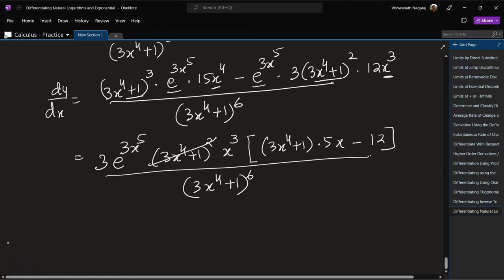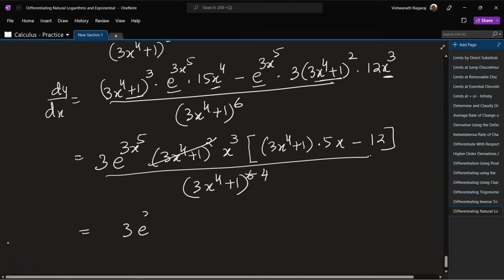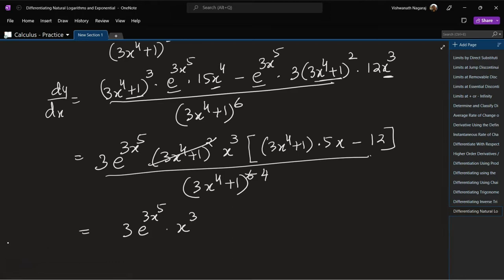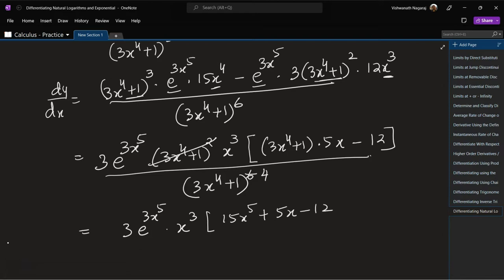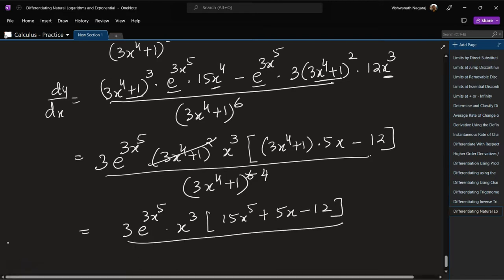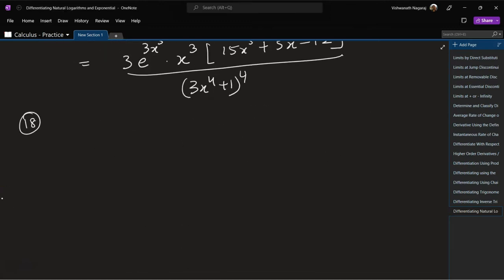Now if you notice this and square, 2 of this will disappear, so we are left with 4. Okay, so 3 e to the power of 3x^5 times x cube times (15x^5 + 5x - 12) divided by (3x^4 + 1)^4. That is the derivative, the 18th one.